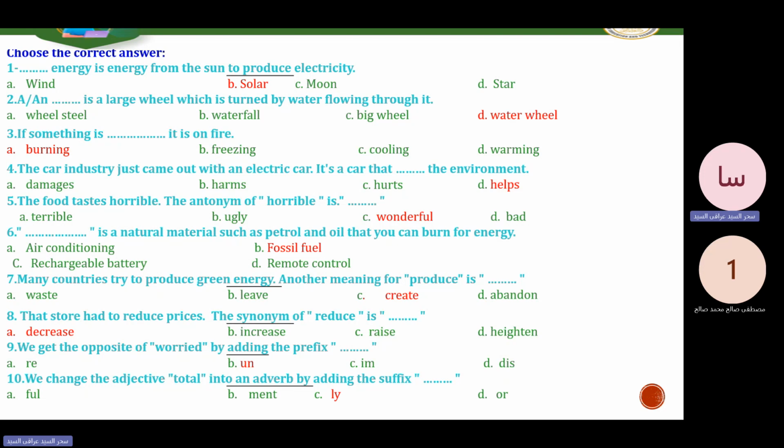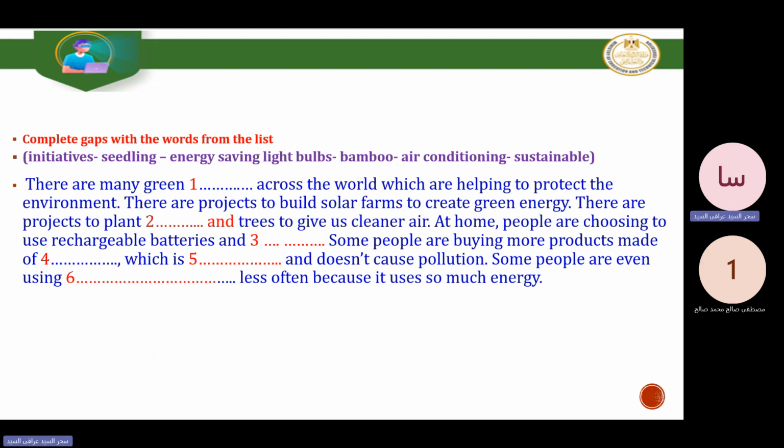Okay, another kind of exercise. Complete the blanks with the words from the list: initiatives, seedlings, energy-saving light bulbs, bamboo, air conditioning, sustainable. Of course, we have now in all our homes energy-saving light bulbs. They use less electricity, less energy. Bamboo, we talked about it in our last session. Sustainable means continuing for a long period of time and friendly to the environment as well, something that doesn't harm the environment.